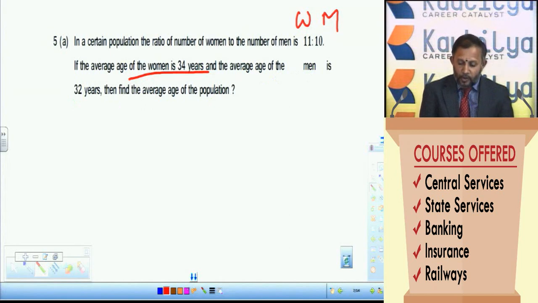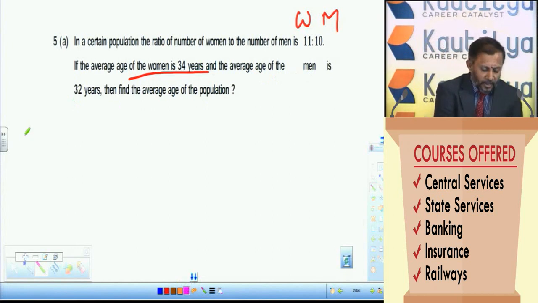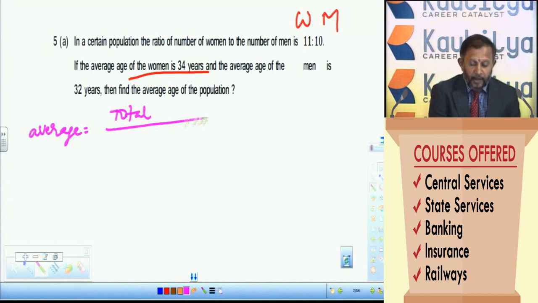So before going to the problem we have to recollect the concept that must be represented on the paper itself. The formula we can use is: the average is equal to the total of all the elements divided by the number of elements.